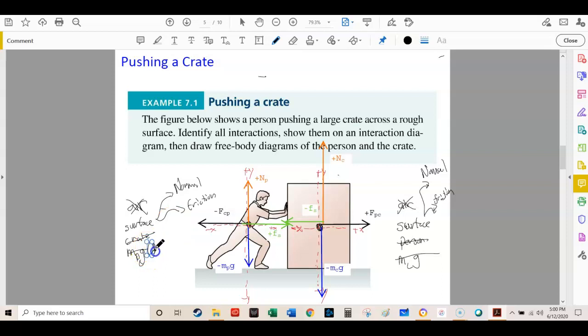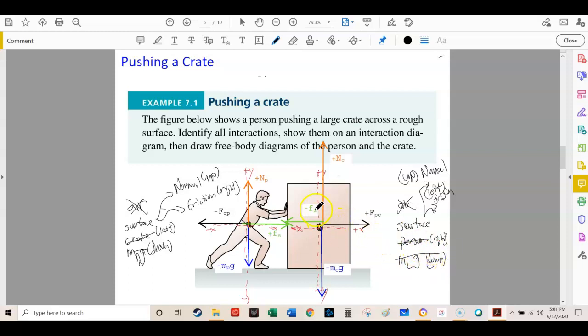Just go like, this is down, this would be to the left, and this would be up, and then up, and then this would be to the right. And do this for the other object too. This will be up, this will be left, and the person working on the crate will be to the right, and this will be down.